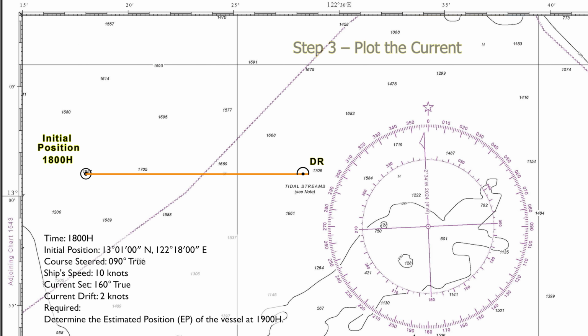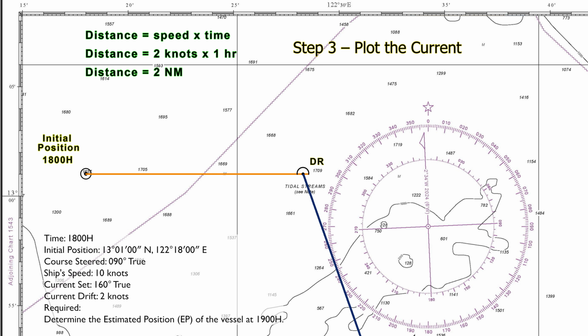Step 3. Plot the current. From the dead reckoning position, draw the current vector in the direction of 160 degrees true. To determine the distance the current carries the vessel, use the formula distance equals speed multiplied by time. The current drift is 2 knots, and the time is 1 hour. Therefore, the current distance is 2 nautical miles. Using your latitude scale, measure 2 nautical miles, then transfer that distance along the current direction.